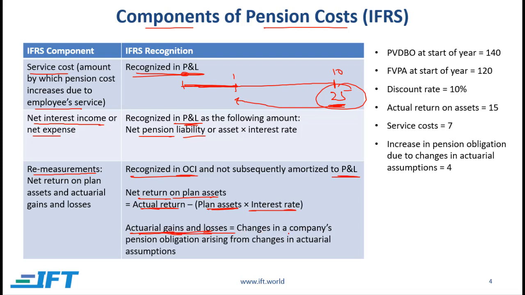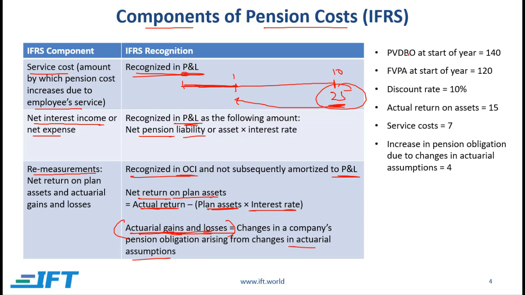This is equal to changes in a company's pension obligation arising from changes in actuarial assumptions. So for example, if there is a change in assumption about the discount rate or a change in assumption about the rate at which salaries will increase, then the impact due to that is shown under actuarial gains and losses. Now let's use some numbers to understand these different components.